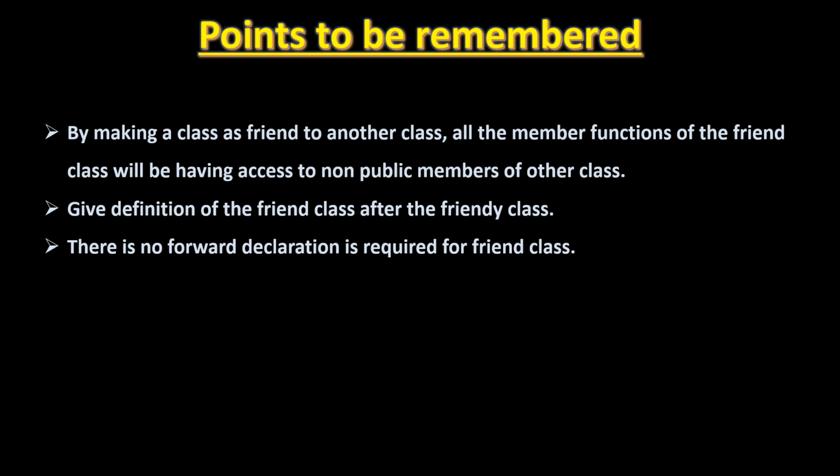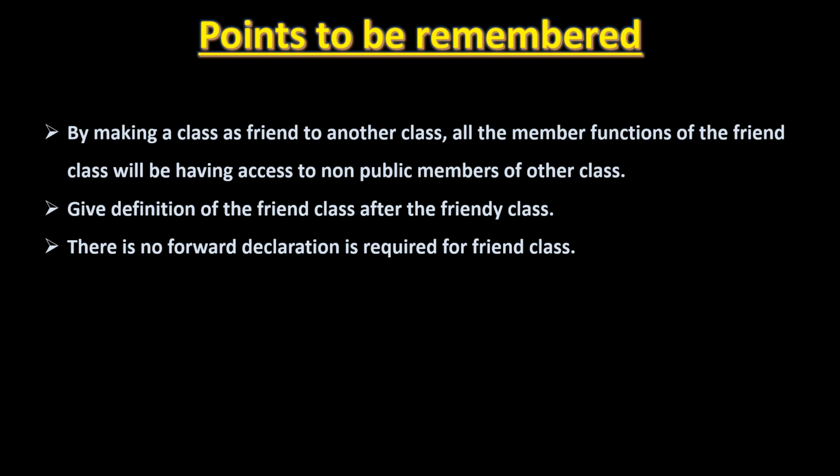Unlike a member function of a class that is a friend to another class, where we give the forward declaration of the class, that is not required here. So this is the syntax you have to follow. First class 1, then class 2, after that give the definitions of the functions. So these are a few points, and there is one important point I have to touch upon.